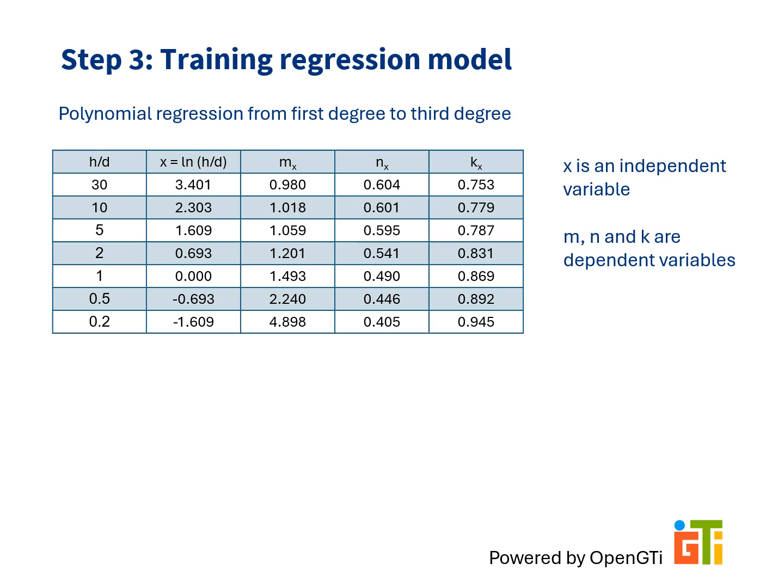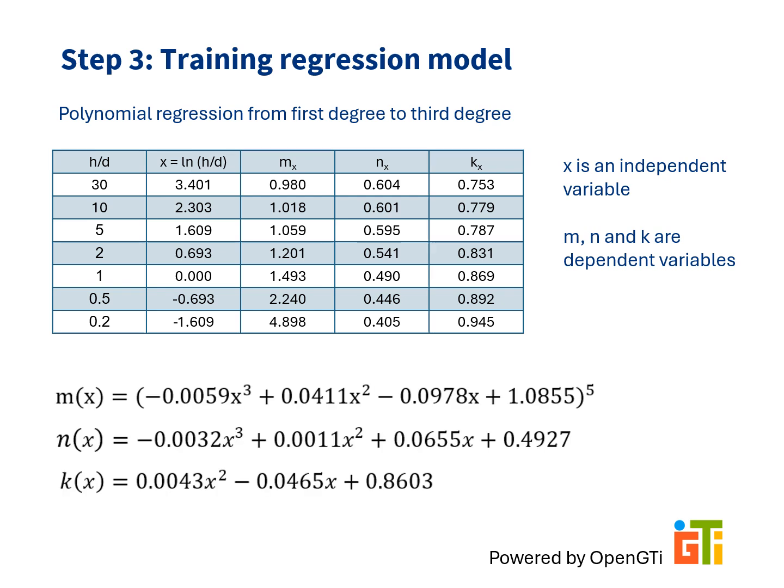Then there will be the second round of regression. Now we can consider x as an independent variable. M, n, and k are dependent variables. We can now use polynomial regression method to determine the relationship between these sets of values one by one. Our goal is for our model to learn the underlying trend of the data, just like drawing an optimal line on an engineering graph. After the training, the relationships can be expressed as these equations.